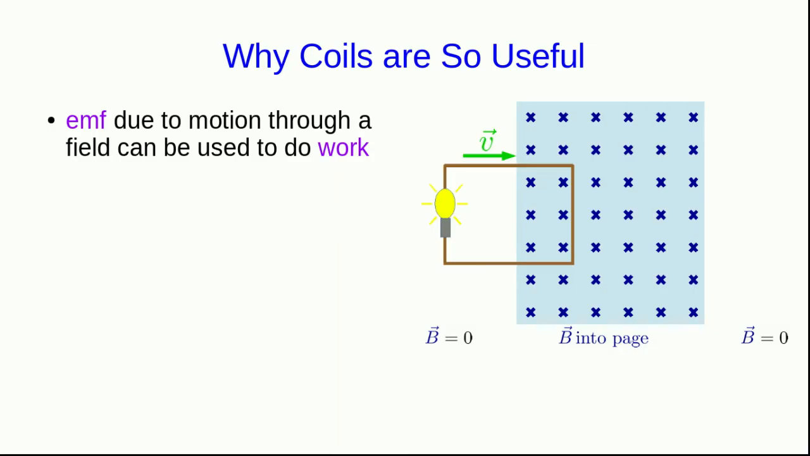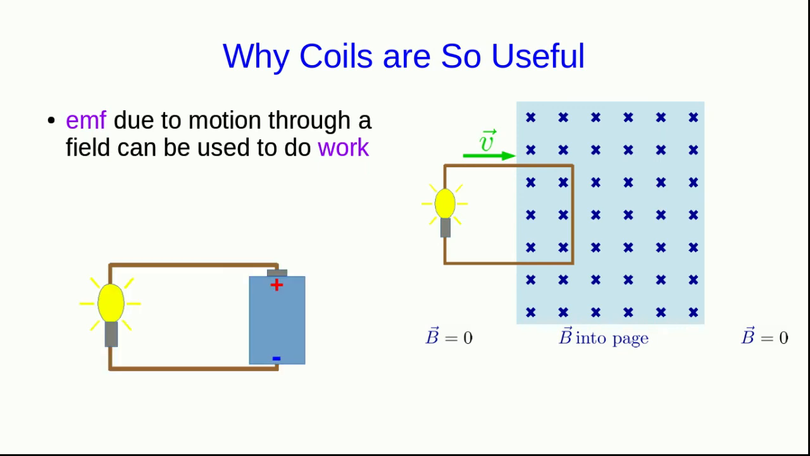So we're going to be tending to look a lot at using coils and solenoids, and here's why they're so useful. Think about our moving loop one more time as it enters the region of B field. If it had a light bulb in it, then that light bulb would light up. We can use the EMF due to the motion of the loop through the B field to do work. And so it's just like the battery in another loop doing work to light up a bulb in the loop.